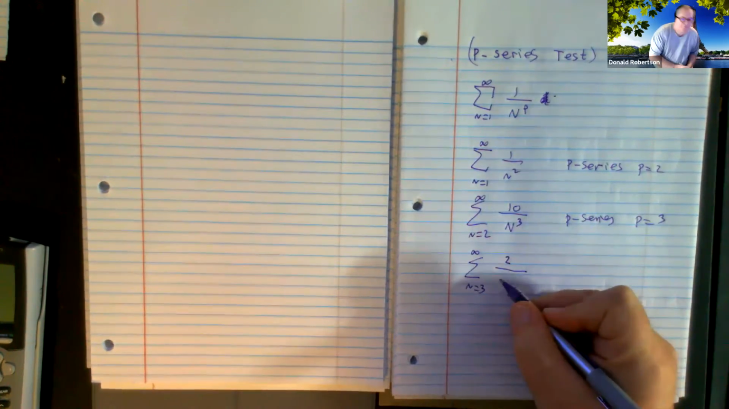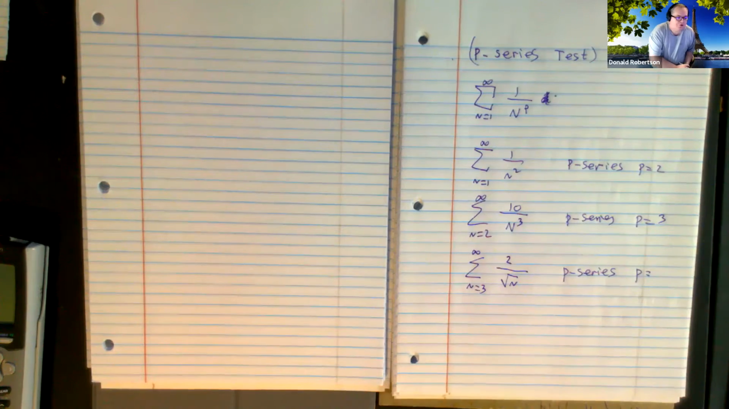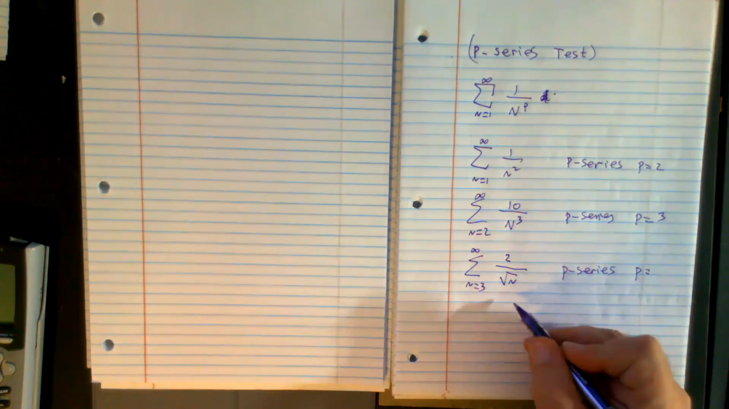You could have one like this, over the square root of n. Now, if you got one that looked like that, it is a P series. What fraction would the P value be for this one? 1/2. Right. So you might have to think of some of them like that, right?